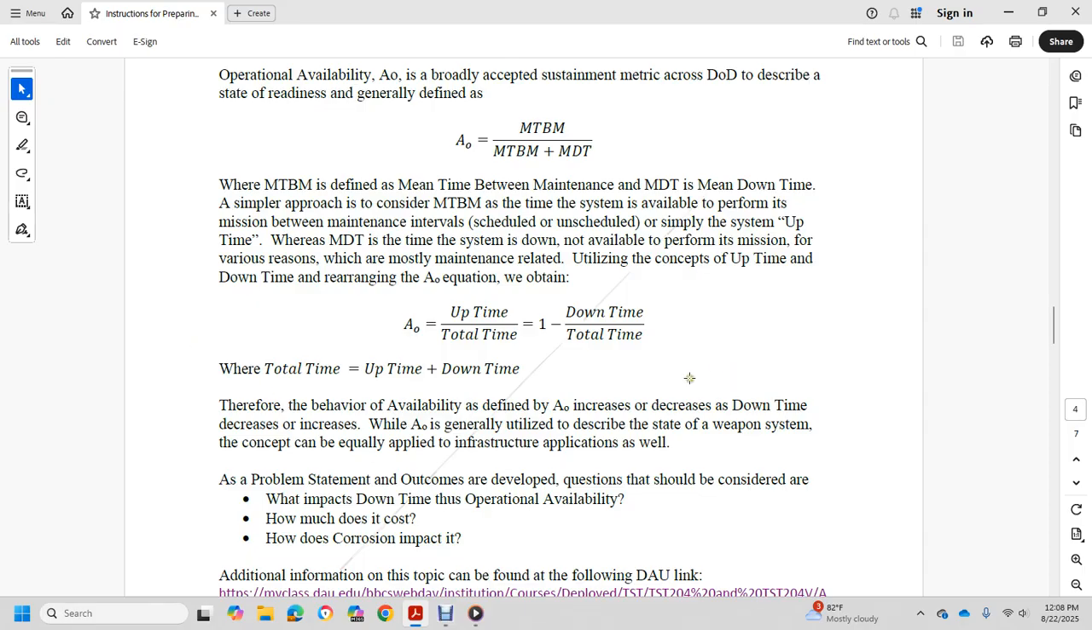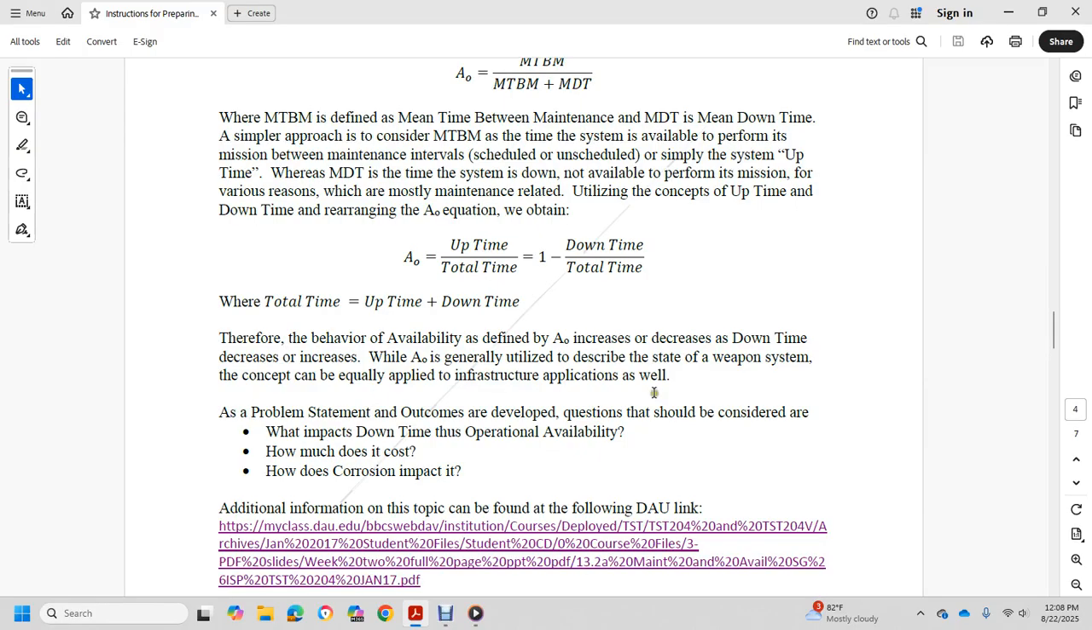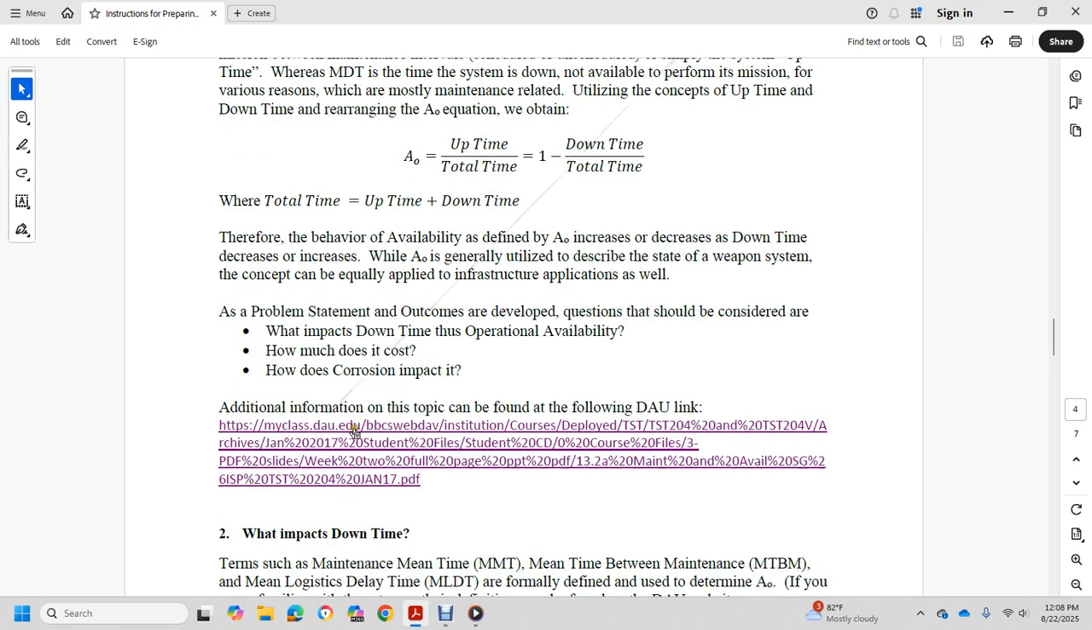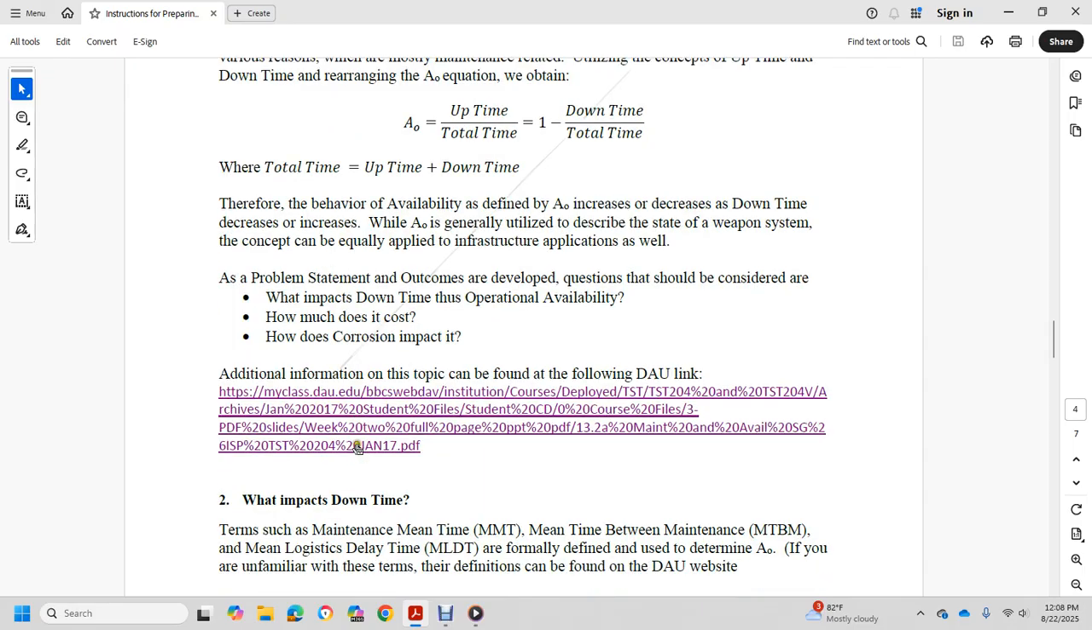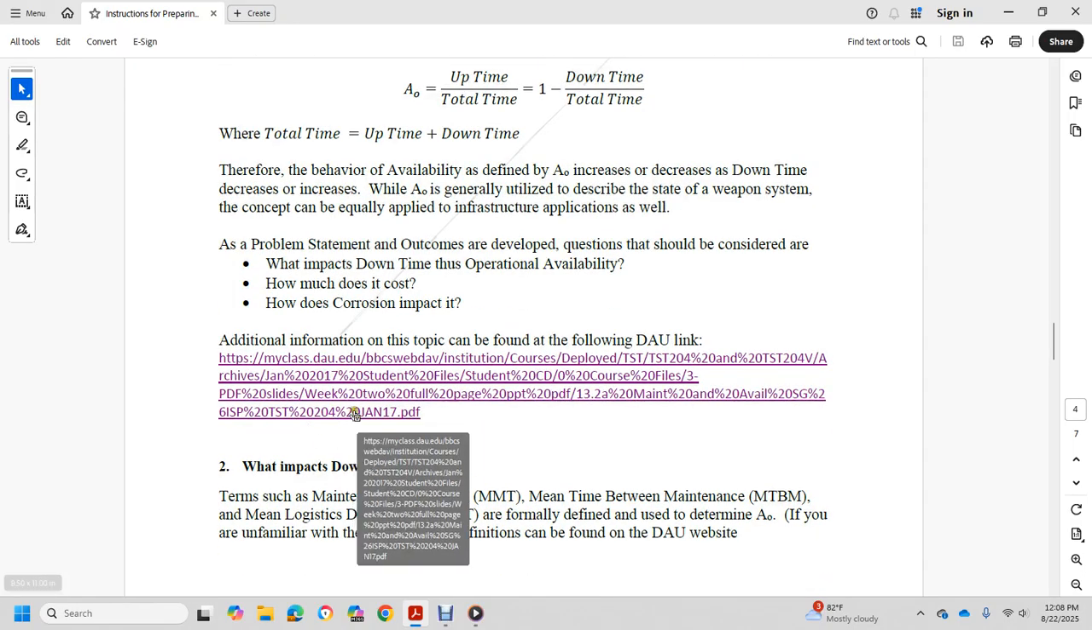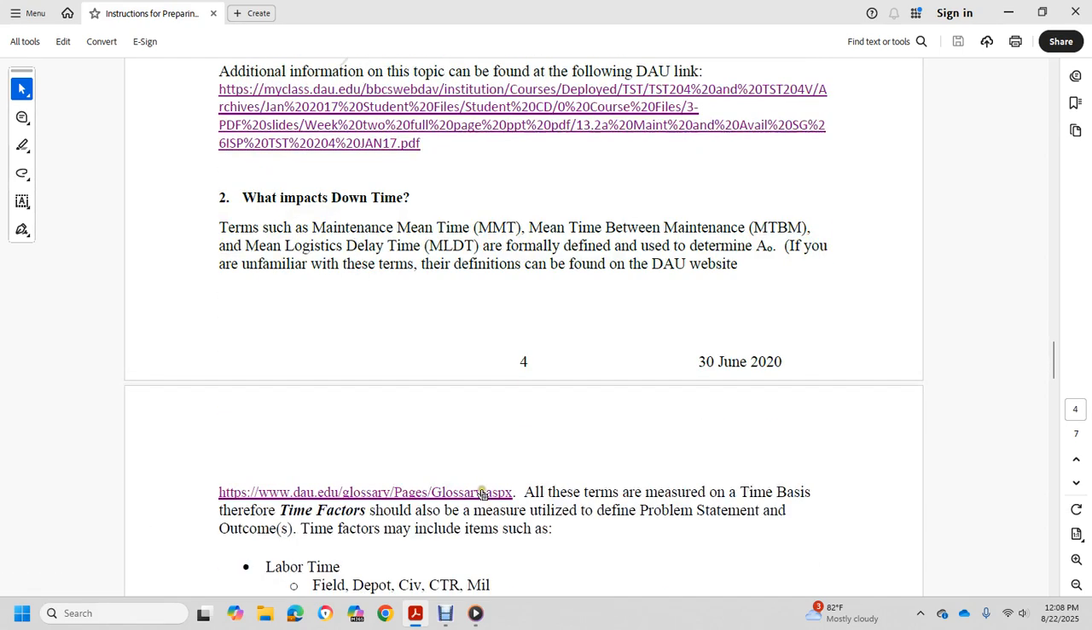For the problem statement and the outcome, the developer should consider the question: what impact would downtime, and thus operational availability, deliver in cost, and how does corrosion impact it? Additional information on the topic can be found at the DAU link. What are the impacts of downtime in terms of mean time between maintenance, mean time to maintain, and mean logistic delay time, formally defined and used to determine operational availability? If you are unfamiliar with these terms, the definitions can be found on the DAU website.